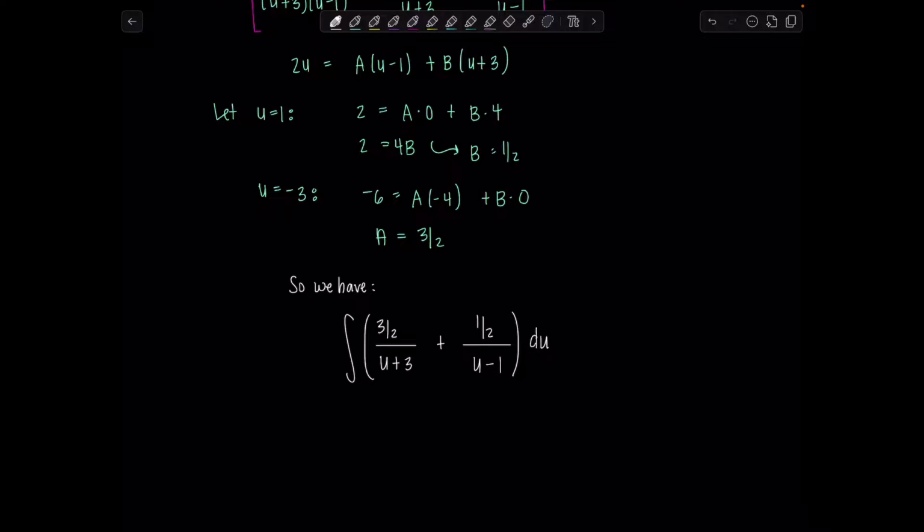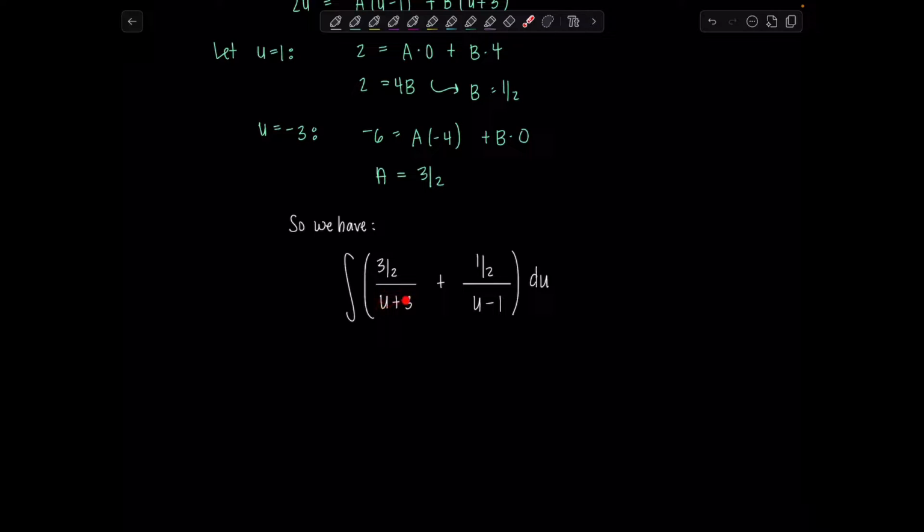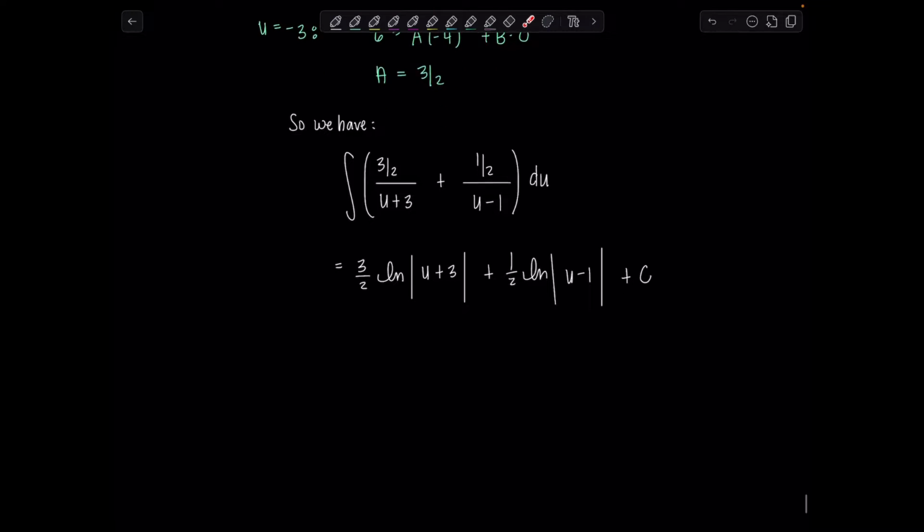Cool. The worst is totally over, because now the antiderivative of each of these is just going to be natural log absolute value of the denominator, and then put the constants in front. So you're going to have 3/2 natural log absolute value of u plus 3 plus 1/2 natural log absolute value of u minus 1. And then don't forget, plus C right here. As soon as you've taken the antiderivative, you need to put the plus C, because you've already evaluated this integral.